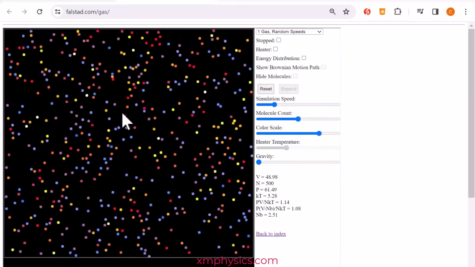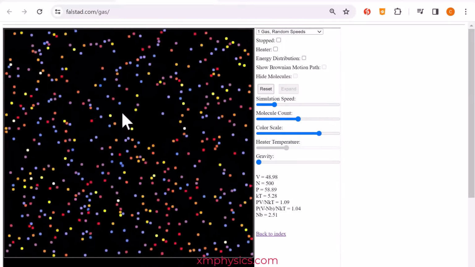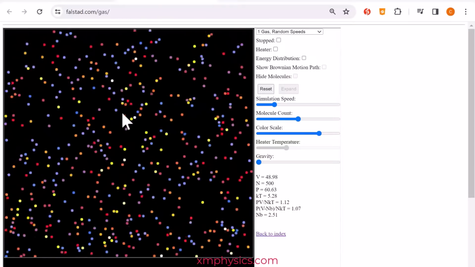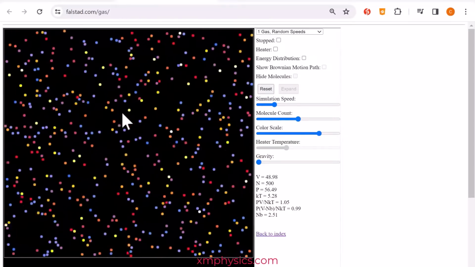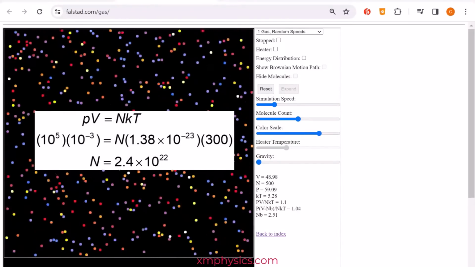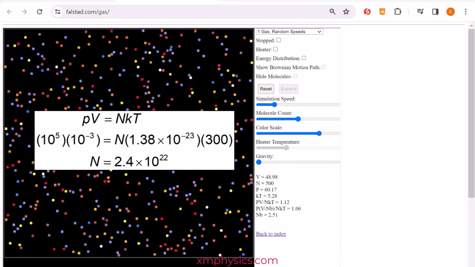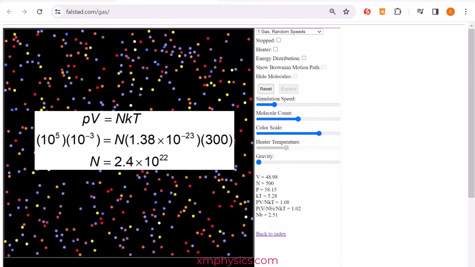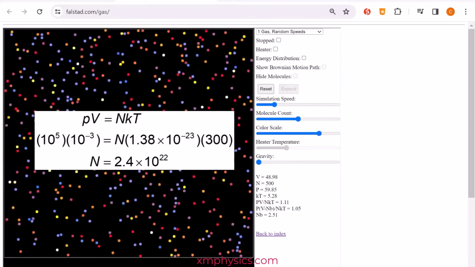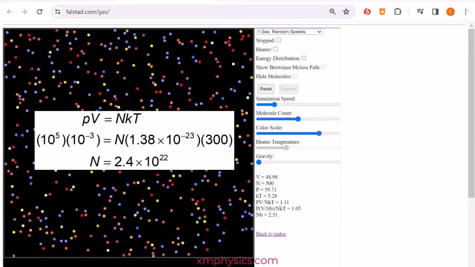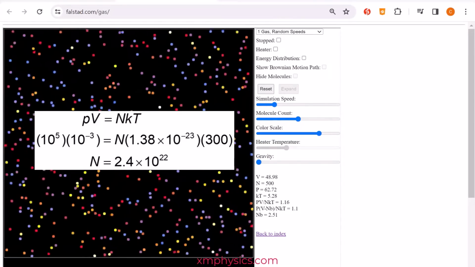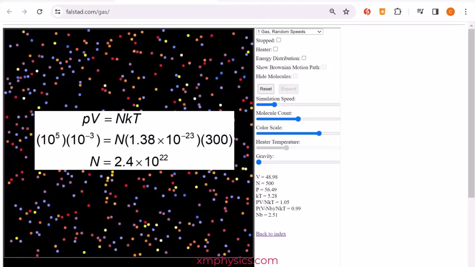The other assumption of ideal gas is that it consists of a large number of gas particles. Large number, how large is large? We can use the equation of state PV = nKT. We can substitute pressure to be 1 atmospheric pressure, temperature, well, let's use 300 Kelvin, and volume, let's use 1 liter. You get the number of molecules to be 2.4 times 10 to the power of 22.